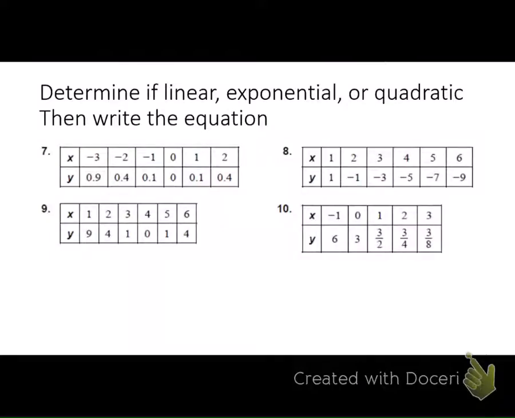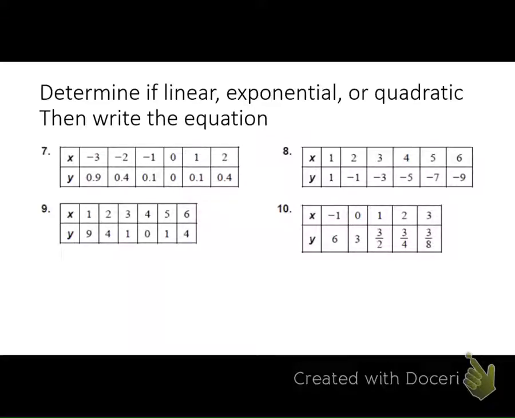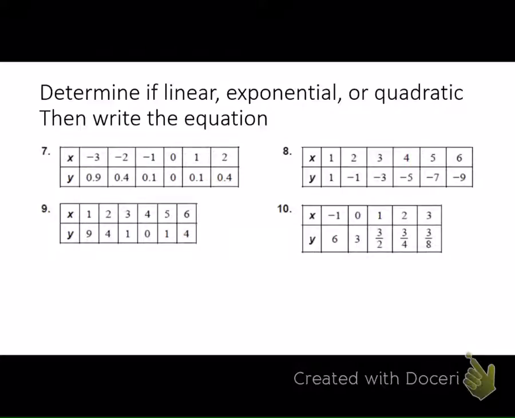Okay, we're going to look at some tables. Again, we've done this separately, but now we have to make a decision about what type of function it's going to be. If the y coordinates multiply by the same amount, it's exponential. If we're adding by the same amount, it's linear. And then we're going to look at the quadratic table as well, which we have not touched upon, when the second difference is the same.